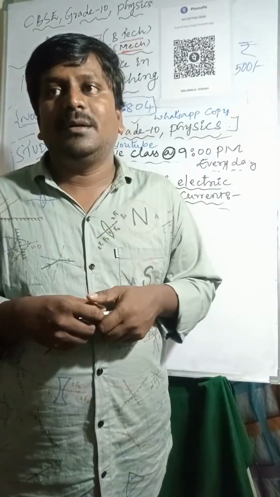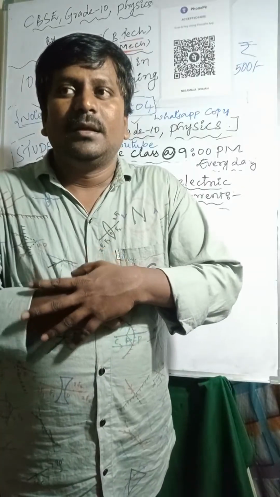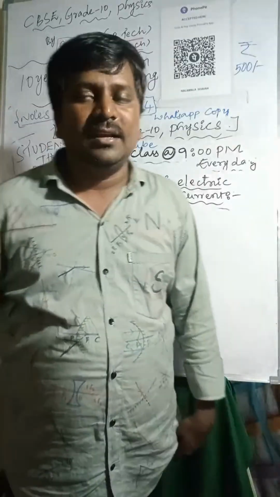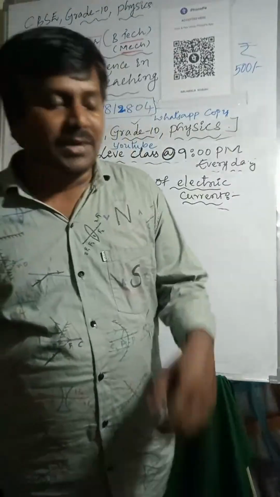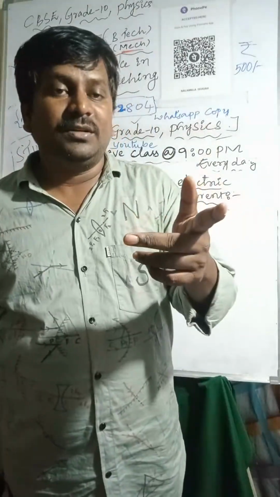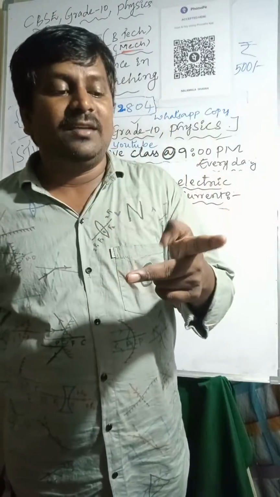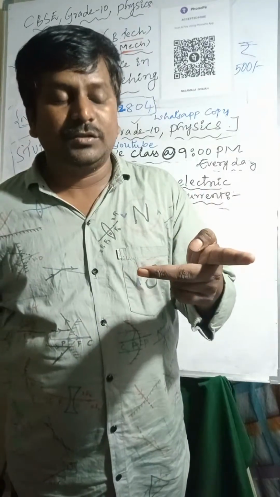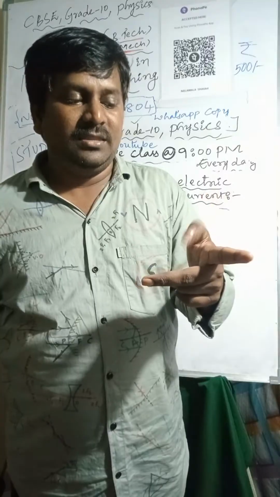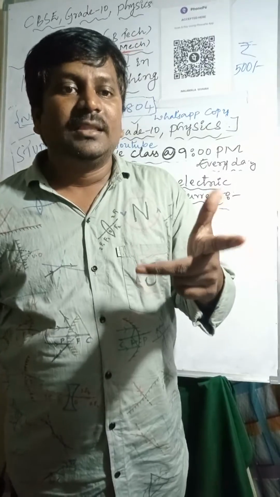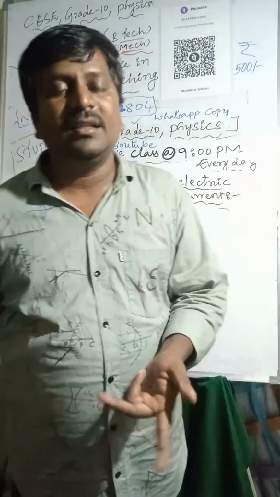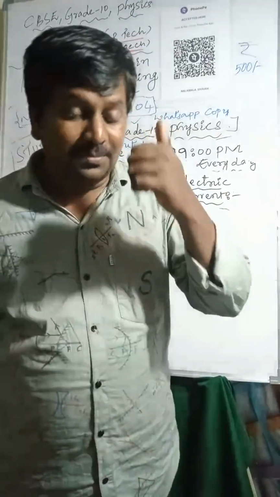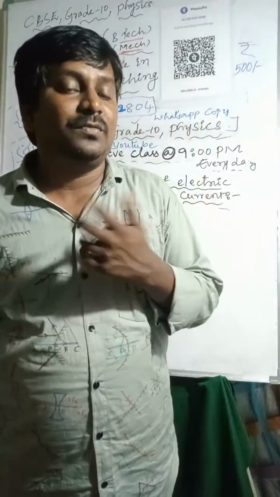And coming to the current carrying conductor placed in the magnetic field. A current carrying conductor placed in a magnetic field experiences a force, found by using Fleming's left hand rule. Fleming's left hand rule is very, very important. Stretch the thumb, index finger and middle finger of the left hand. The index finger shows the magnetic field, the middle finger shows the current direction, and the thumb shows the force acting on the conductor. Only the thumb.